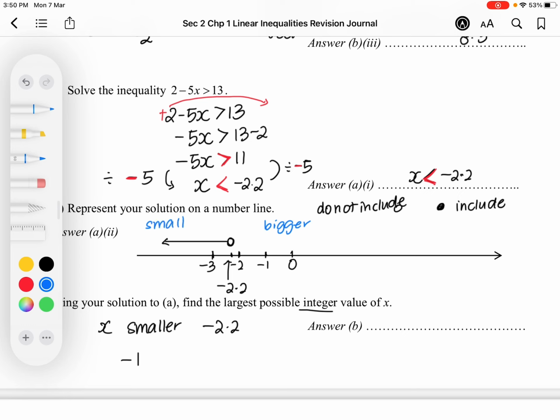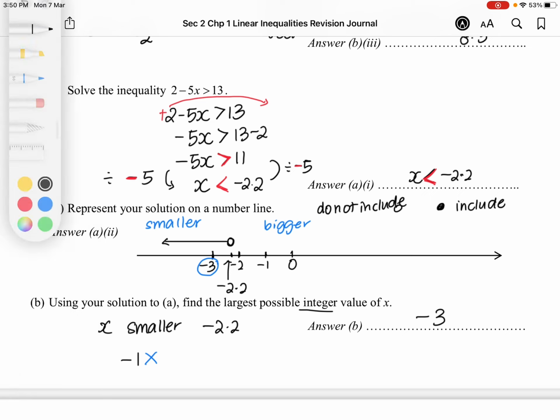So what's the largest possible integer value that is actually smaller than -2.2? Well, -1 is not the answer. The correct answer is supposed to be -3. The more negative the number, the smaller the value. Okay. Now, let's continue with the next page.